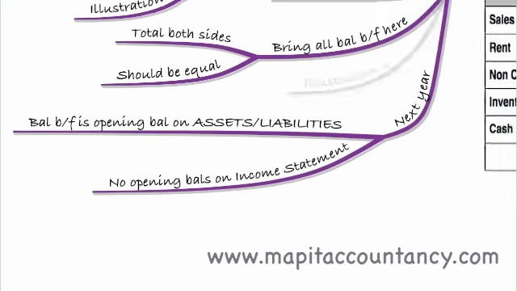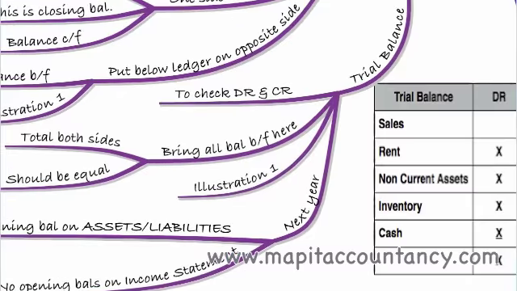So let's see if we can create a trial balance for our illustration 1. We've already balanced off all of the ledgers, so all you have to do is create a trial balance with the item, the debits and the credits, and then bring in the amount for each one. Add it all up and see if you can get it to balance. So try it yourself, pause the video now, and then work through it with me.